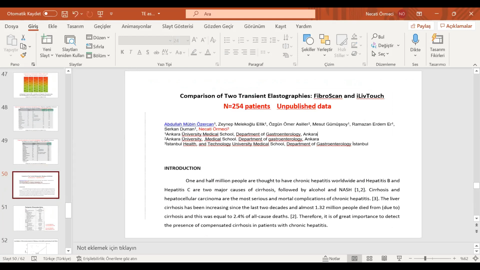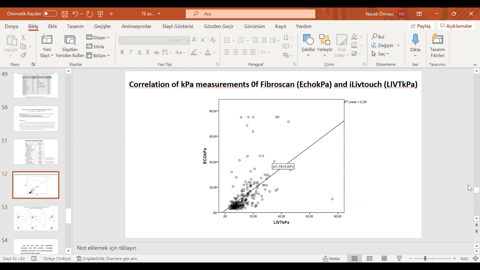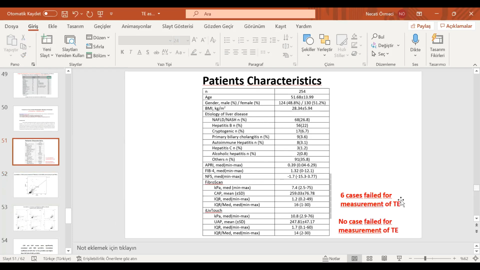So we have performed one study comparing two transient elastography techniques, FibroScan and FibroTouch. We used almost 254 patients. This is unpublished data yet, but in process now. If you look at the failed cases, 6 cases failed for measurement of transient elastography in FibroScan, but no case failed for measurement of transient elastography for FibroTouch.